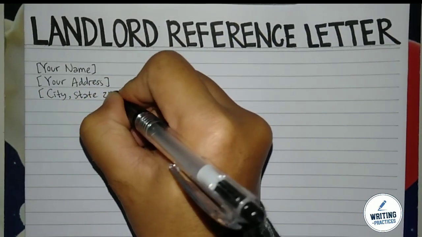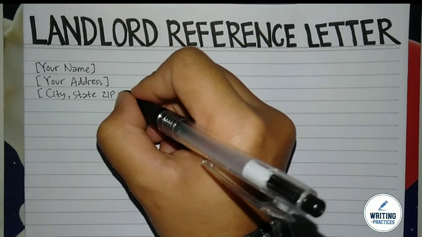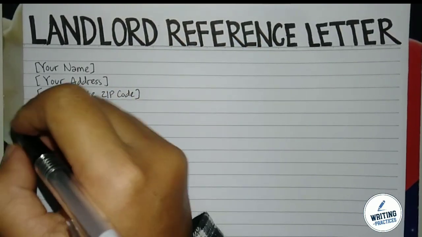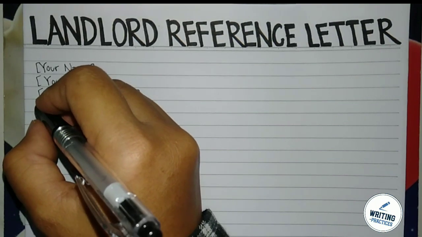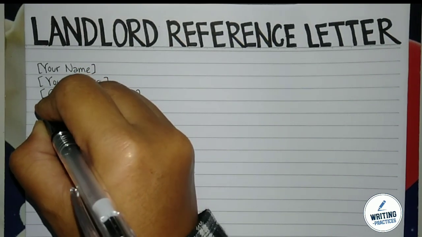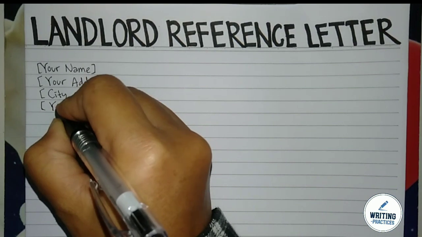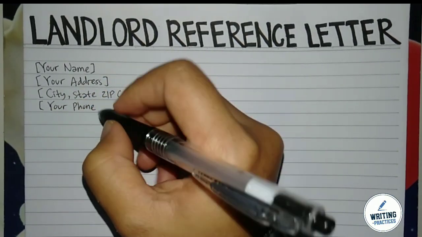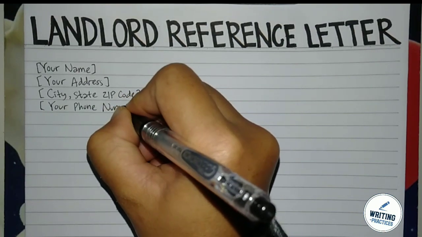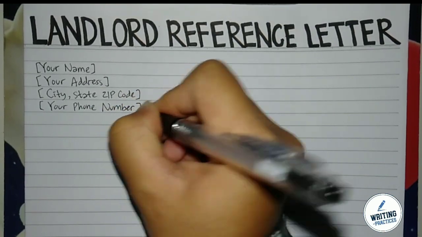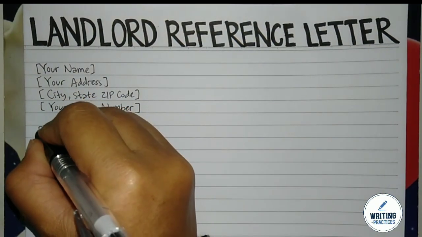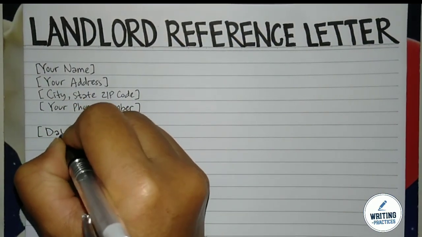Here, Writing Practices will show you how to write a tenant recommendation letter step by step using a template. Check this out. First of all, you must write your personal information as a landlord. You must write your full name. Under it, write your home address. Don't forget to mention the number, street name, city, state, and zip code. You can also write your contact information, like phone number and email address.